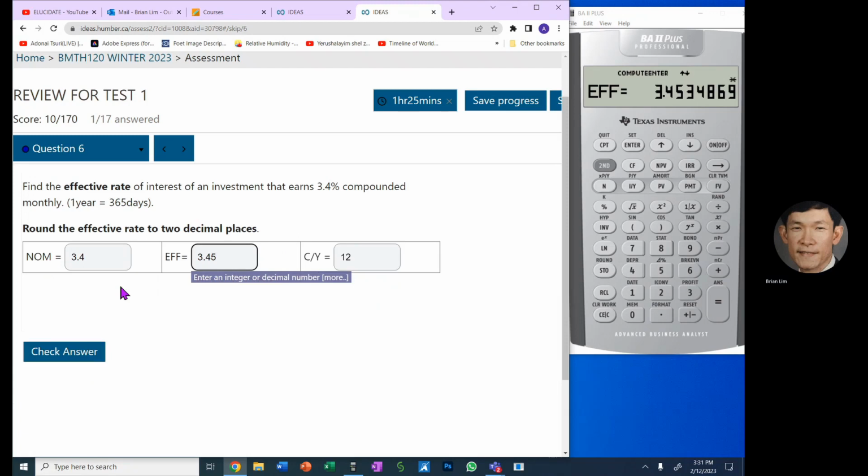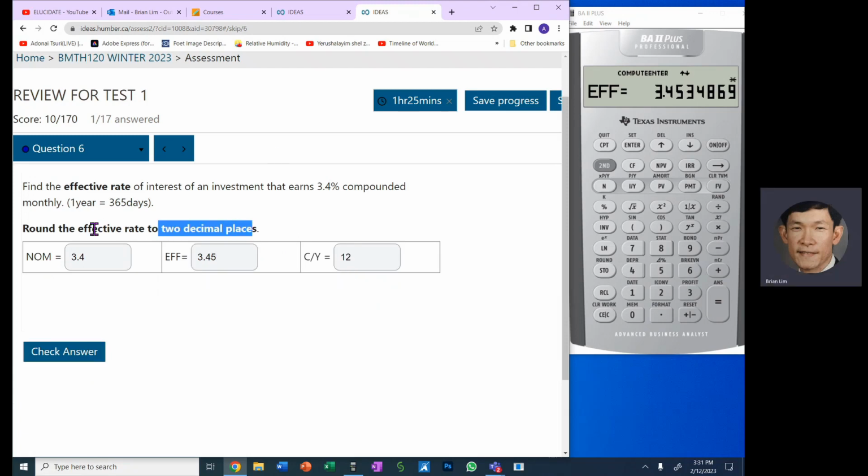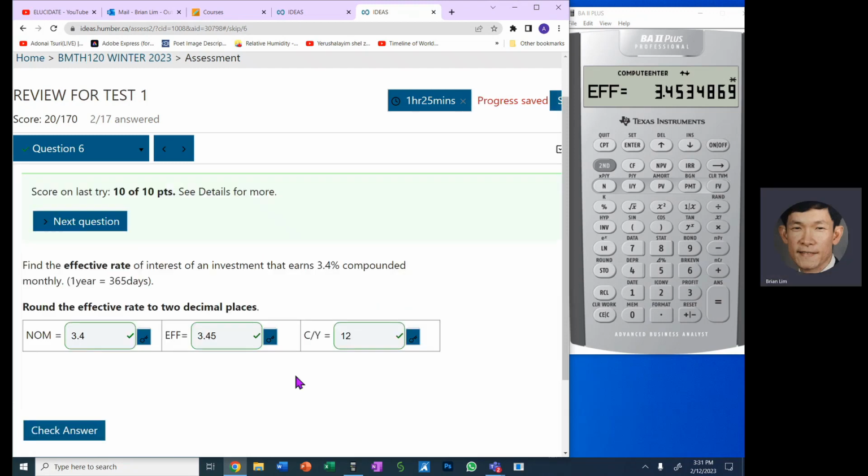3.45, 2 decimal places, so we are safe. Okay, for the effective rate. That's rounded to 2 decimal places. So we check the answer, and the answer is correct right over here.